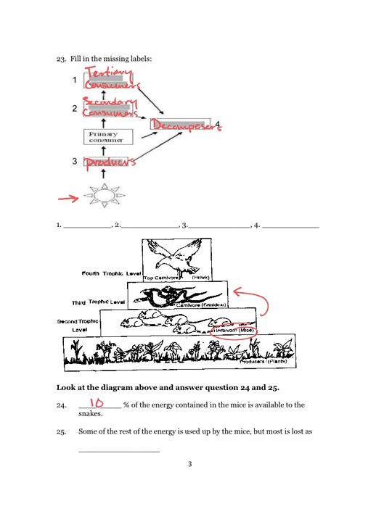The rest of the energy that transfers from one trophic level to the next is generally lost to the environment as things like heat. So number 25, like we just talked about, says some of the rest of the energy is used up by the mice, but most is lost and it's lost to the environment as heat.